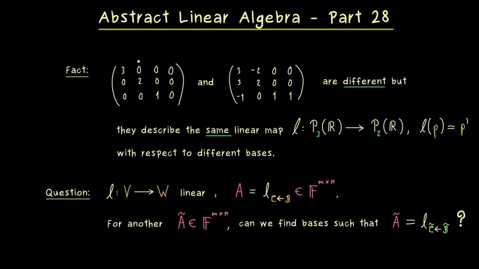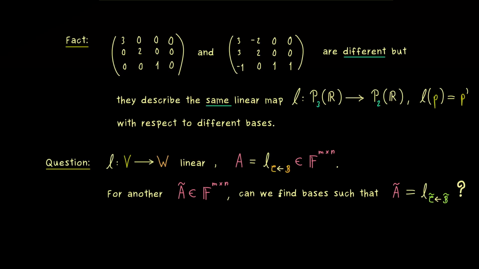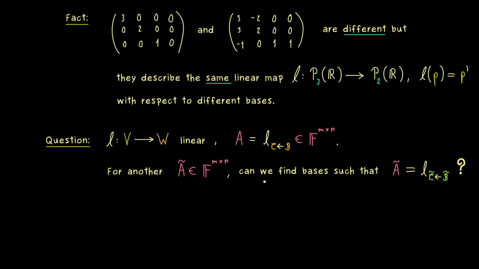So this is the question we want to answer, and we already know in general the answer would be no, because, for example, the zero matrix will never represent this linear map here. However, in some cases the answer will be yes, and then we call the two matrices equivalent. So there you see, this already explains the new term equivalent matrices.